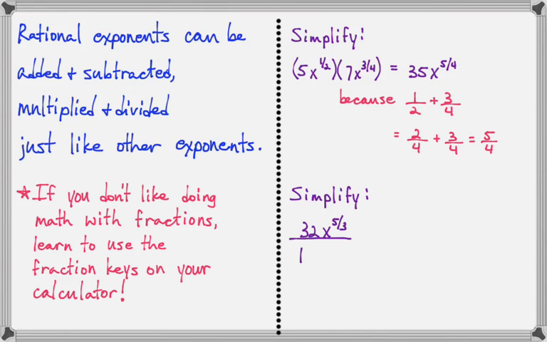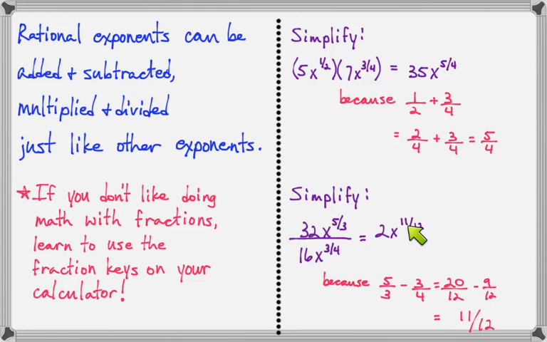Here's another one for us to look at. 32x to the 5/3 divided by 16x to the 3/4. First I'll simplify 32 over 16, which is going to be 2. And then I'll subtract 5/3 minus 3/4. If you do this by hand, you'll convert to common denominators. 5/3 converts to 20/12. 3/4 converts to 9/12. So we have 20 minus 9 is 11/12, and that becomes the exponent here.